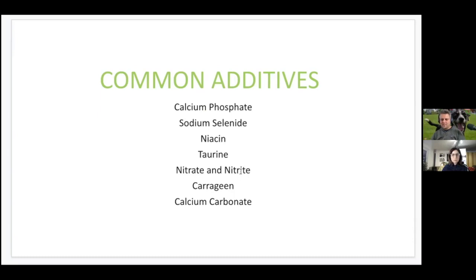Nitrate and nitrite, what are those? And why are they important? Also, carrageenan, we will talk about it. Catherine knows one or two things about it. And calcium carbonate, this is a very typical chalk just added to the food, so the calcium numbers are right. So feeding dogs and cats with chalk regularly. So these are common additives, and you will find them everywhere. So let's come to the calcium phosphate.